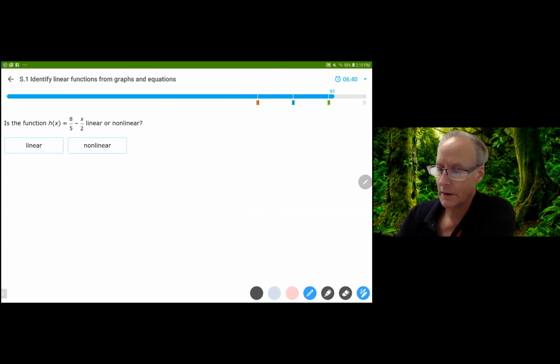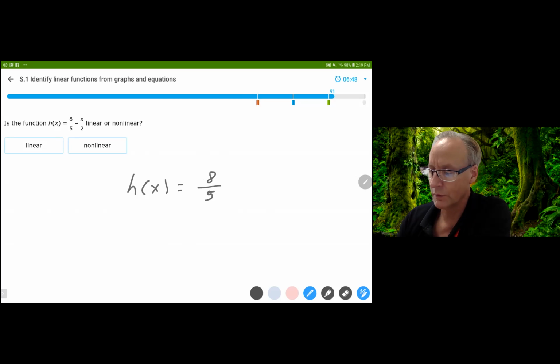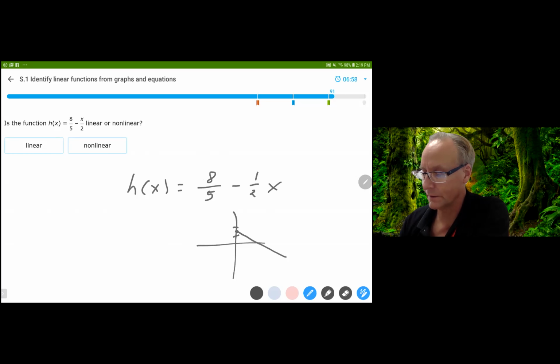This one is linear. Another way to write this would be h of x is equal to 8/5, which is just a number, 1.6, minus 1/2 x. So this is going to be going somewhere about here, and it's going to look something like that. It's actually not quite that steep, but it's pretty close.